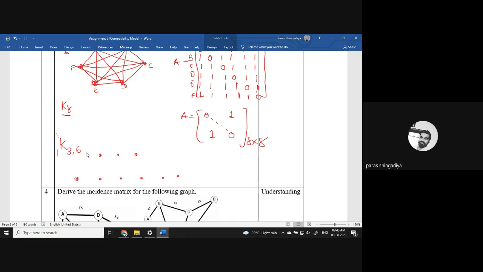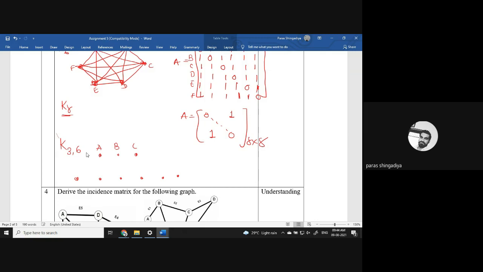Okay? And we have to verify it here. Every vertex of this side, A, B, C, should be connected with all the opposite 6 vertices. Do not connect internally, so A and B will not connect, B and C will not connect. Similarly for the other side also.